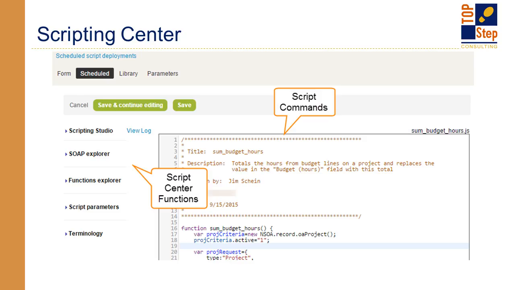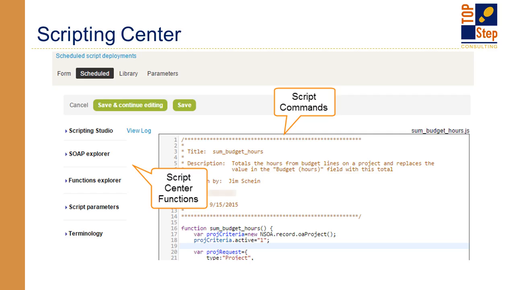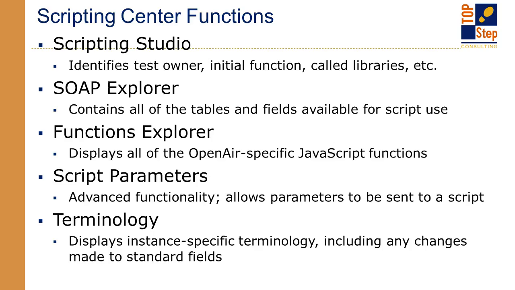The functions are these. The scripting studio, which you saw at the top, and these are just collapsed. So if you expanded these, you'd see what each one has inside. The scripting studio is where you identify that test owner. It's where you identify what the initial function is going to be, meaning that you can have multiple JavaScript functions in one script. That's what this is implying. And you just have to tell it which one is the starting function. So when I run this script, which function does it actually run?